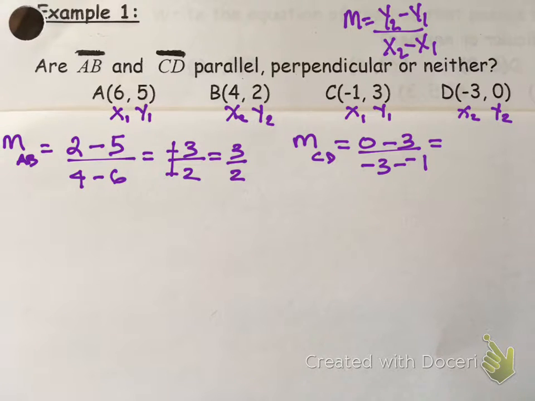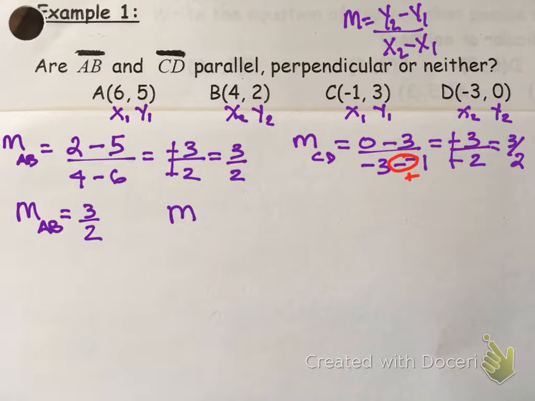And so 0 minus 3 is -3. Here, these two negatives will come together to give me a positive. So this is -3 plus 1, which is -2. Once again, the negatives will cancel each other out, and I'm left with 3/2. So notice the slope of AB is 3/2, and the slope of CD is also 3/2.